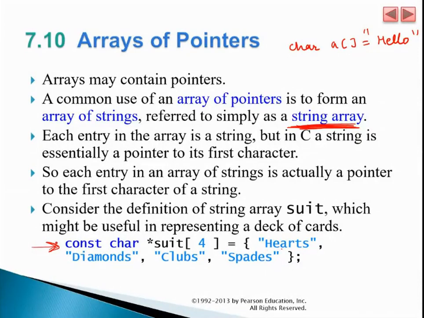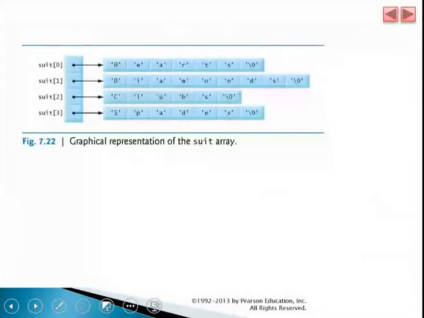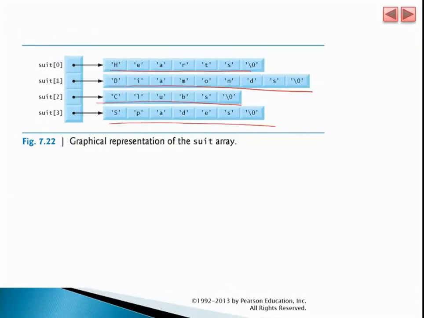So this line has a graphical representation. What this line is doing: there are four strings, and there are four pointers actually, and each pointer is pointing to one individual string. Let me show you the diagram. Yeah, this is the diagram. This is the first string, second string, third string, fourth string, and there are these pointers, suit 0, suit 1, suit 2, suit 3. These pointers are pointing to different strings. In suit nothing will get stored; it is just four pointers that are stored.